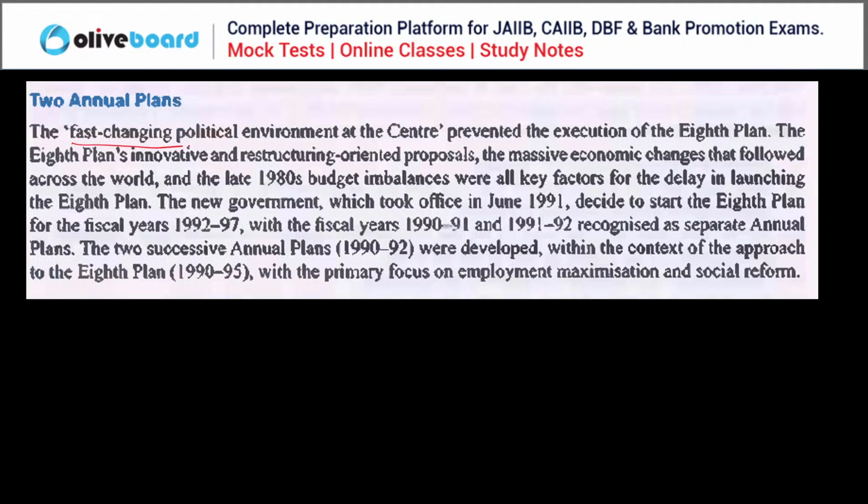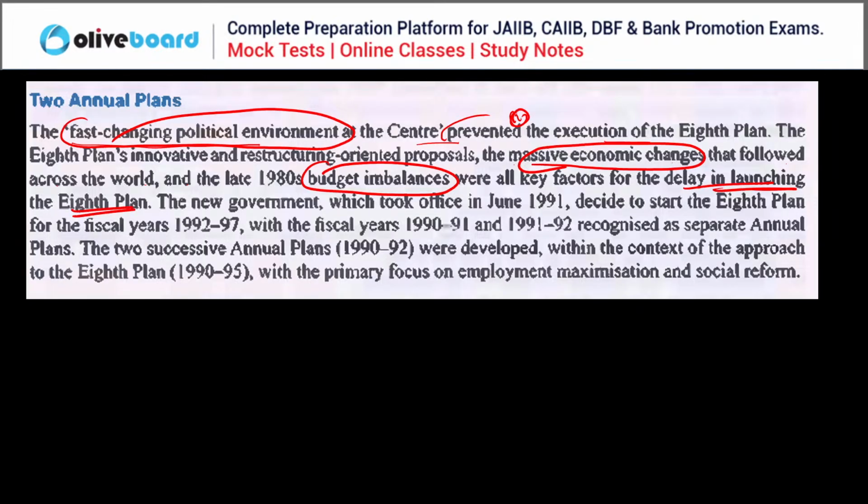The fast changing political environment prevented the execution of the eighth 5-year plan. This was the first reason. The eighth 5-year plan was an innovative and restructuring-oriented proposal, and there was massive economic change happening across the world. There were budget imbalances. So these were the reasons for the delay in the launching and implementation of the eighth 5-year plan.